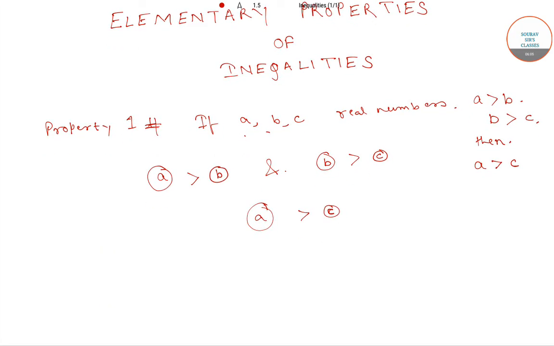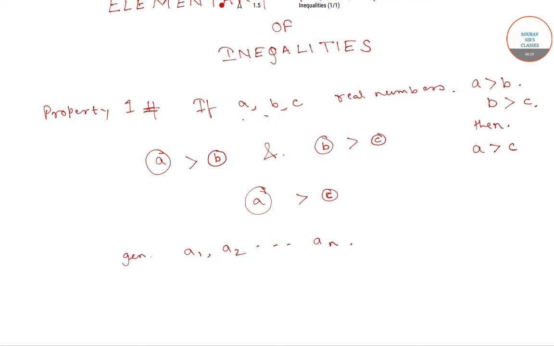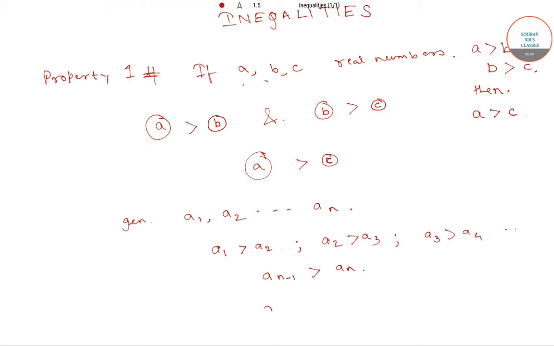Now more generally, if A1, A2, and so on till AN are n real numbers such that A1 is greater than A2, A2 is greater than A3, A3 is greater than A4, and so on till AN minus 1 is greater than AN, then we can say that A1 is greater than AN.